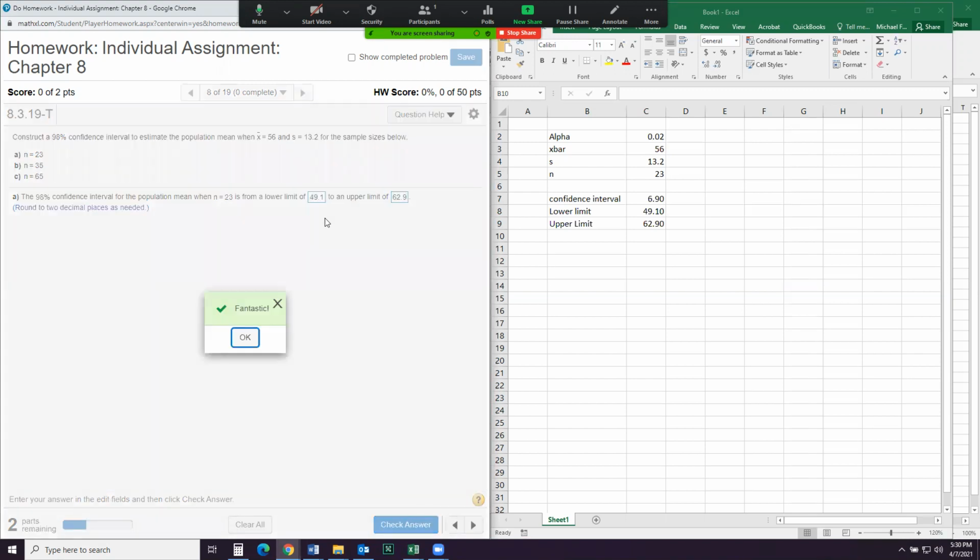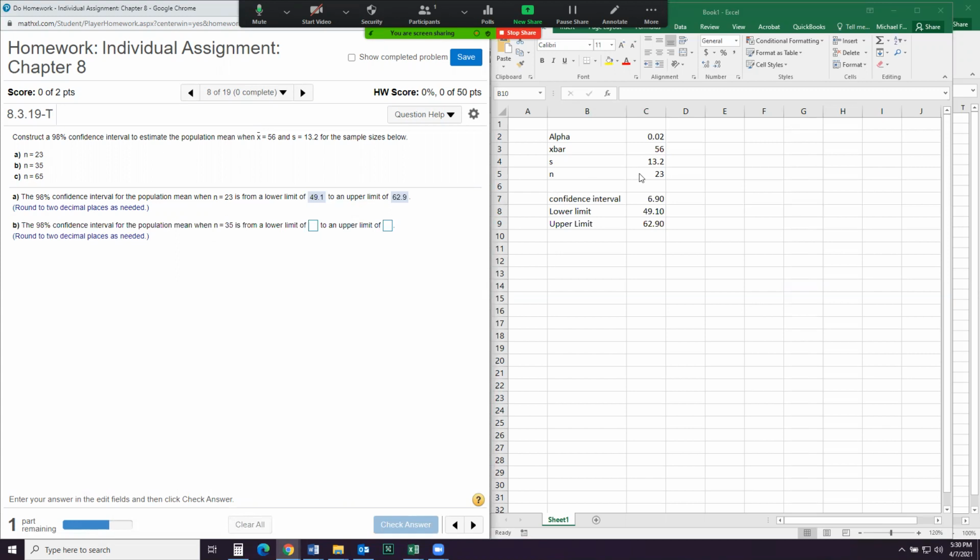Now that we've built our calculator, all we have to do is change the value of N. On the second one, it's 35. So now we'll see that our range is 50.55 and the upper is 61.45.